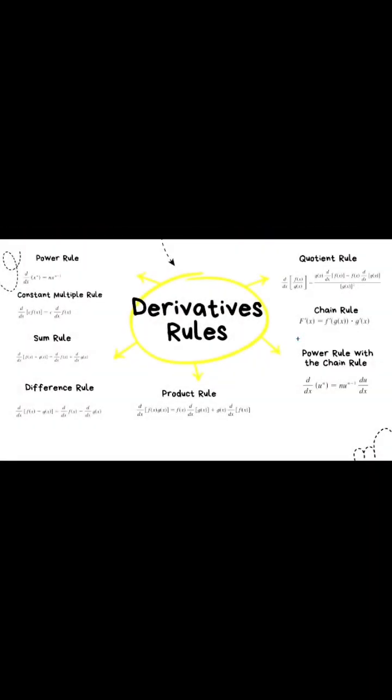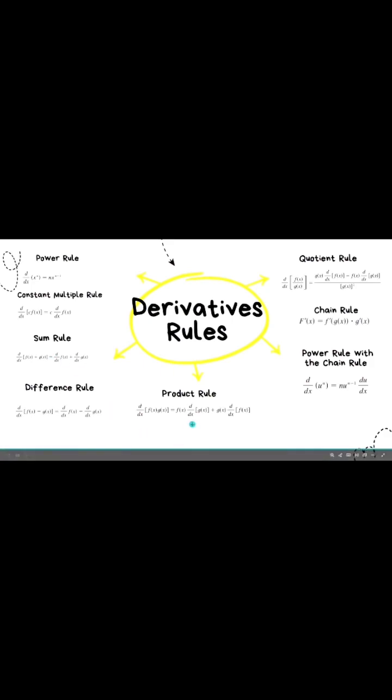Okay, now we are going to explain the sum rule and the product rule. The sum rule, the definition says that the derivative of the sum of two functions is the sum of their derivatives. Here is the formula. The formula says if h of x equals f of x plus g of x, then h prime of x equals f prime of x plus g prime of x.